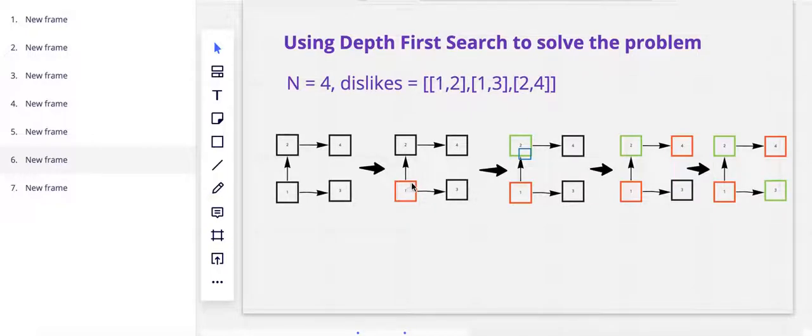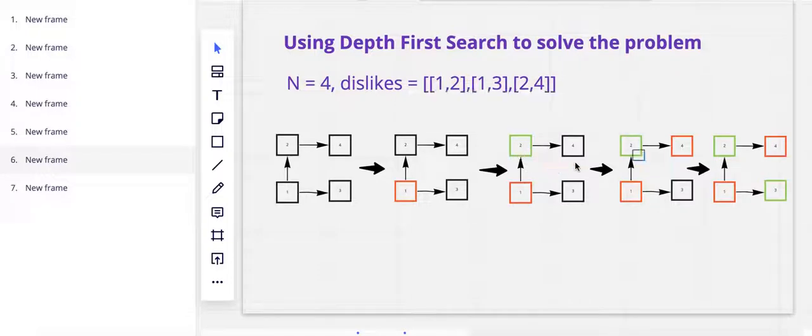Then I move to the connected node of the 1 in the second step. So the connected node is 2. I check, is it colored? It was not colored. So I color it with the complement color of red. Like red, so green, +1, so -1.